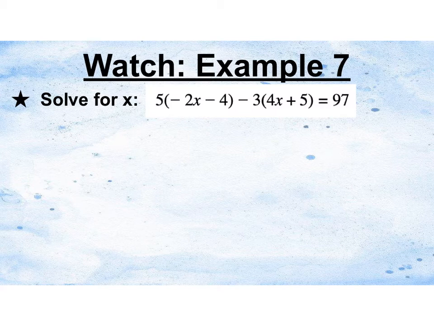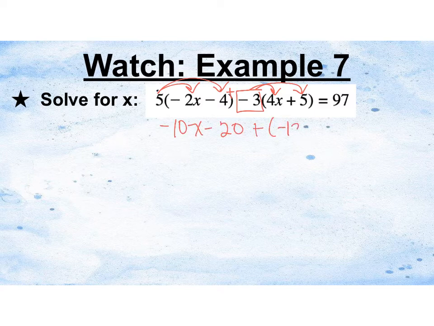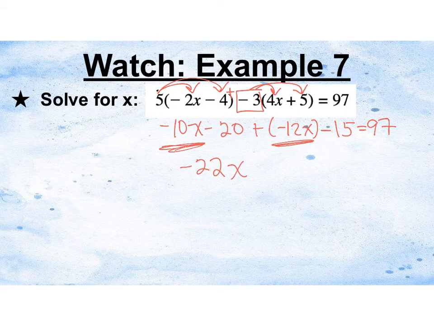With the distributive property, I'm going to multiply the 5 into both, and I'm going to look at this minus 3 as plus a negative 3, so I'm going to distribute the negative 3 into both. So I get negative 10x minus 20 plus negative 12x minus 15 equals 97. Now I'm going to combine like terms. I have this x and this x, so negative 10x and a negative 12x will be negative 22x. I have negative 20 and negative 15, which will give me a negative 35, equals 97.